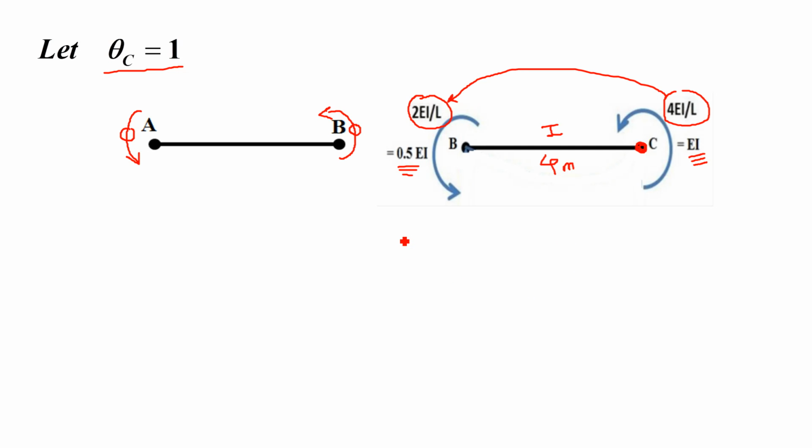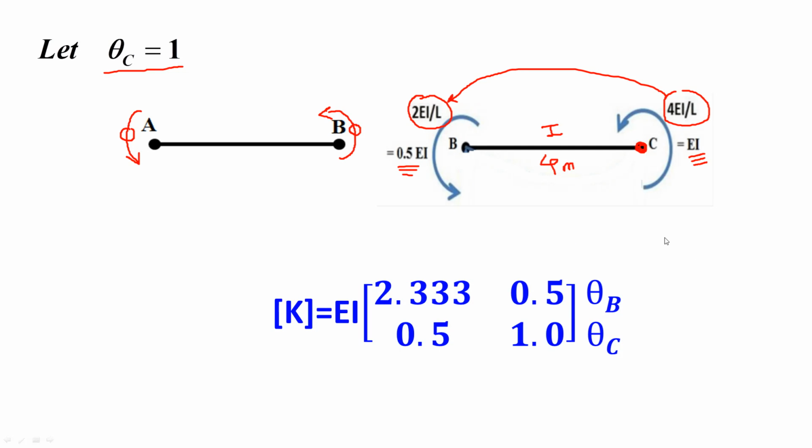Okay. So again, to complete the stiffness matrix, now the second column of the stiffness matrix, right? So this is the final stiffness matrix. The first column we have already written from the theta B equal to 1 figure. Now the second column we have to write down from the second figure, that is theta C equal to 1. We know that the first element corresponds to theta B, which is the moment at B, and the second element corresponds to theta C, that is the moment at C. So what is the moment at B in this figure? The moment at B is 0.5 EI. So this is 0.5, the first element, and the second corresponds to theta C, that is the moment at C. The moment at C is 1 EI. So this is 1. So this is the final stiffness matrix of the given beam.